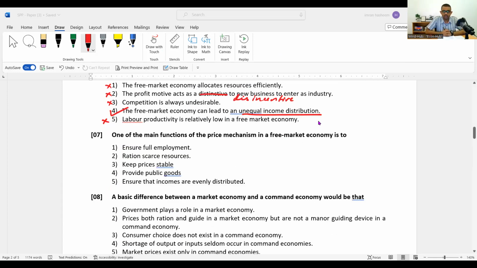Question 7. One of the main functions of the price mechanism in a free market economy. Functions of price. Again, in the first question also, I touched on it. Ensure full employment.